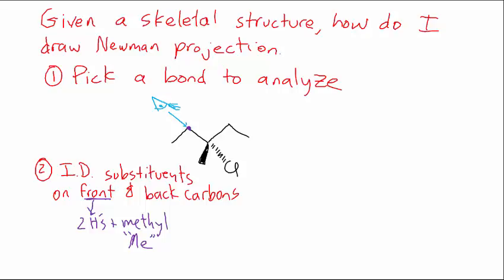Mainly because I'm a narcissist, but also because it takes a slightly shorter amount of time to write ME than it does to write CH3. So whenever you see ME, that means methyl. So yeah, this front carbon is bonded to 2 hydrogens and a methyl group.